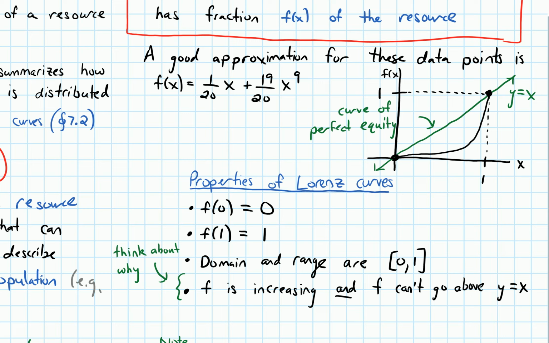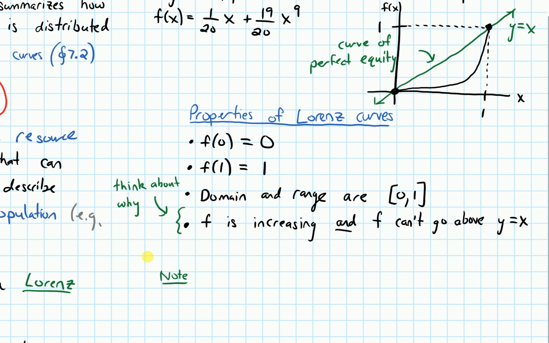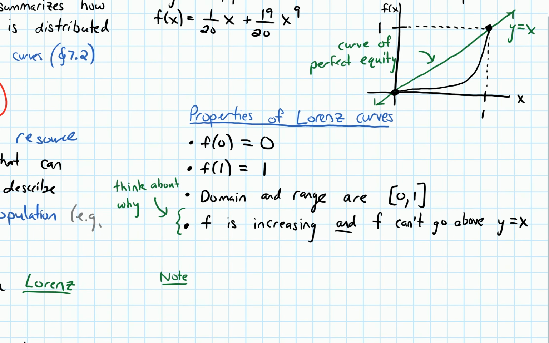All right, I want to make one note about this picture when we talked about this curve of perfect equity. I'm going to call that function g of x equals x. G of x equals x is also a Lorenz curve, and it is perfectly equal. For example, if we plugged in something like 0.3 into g, it would equal 0.3.